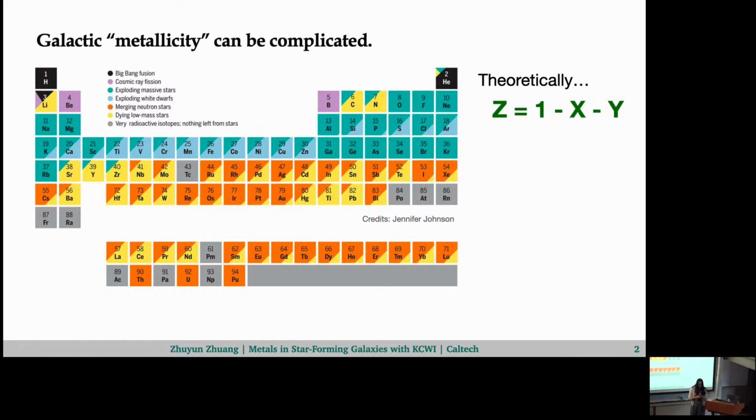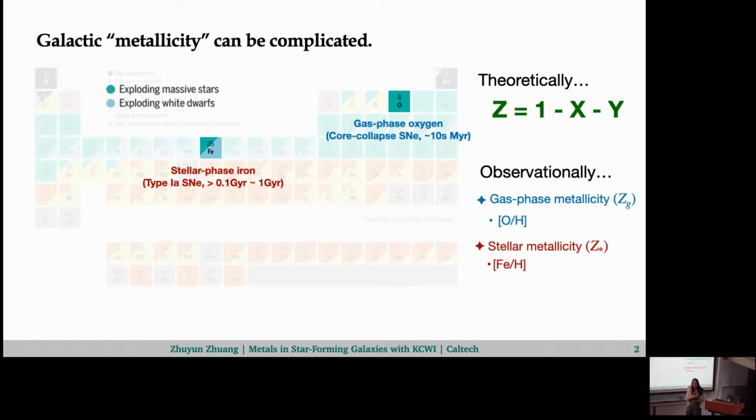Okay, so just as a recap, since I'm going to talk about the chemical abundance: for my talk, I'm not going to talk about the total metallicity, which is basically all the heavy elements on the periodic table, but instead, for me, as an observer, metallicity always means single element abundance.